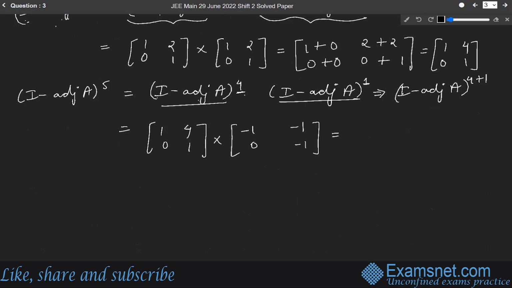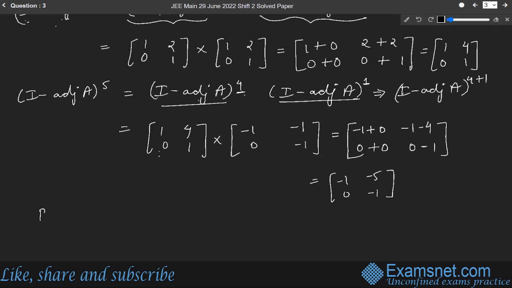Again, now we have to find the product of both these matrices. So multiplying first row with first column, it is 1 into -1, -1, plus 4 into 0 is 0. Then multiplying first row with second column, 1 into -1 is -1, 4 into -1 is -4. Multiplying second row with first column, 0 into -1 is 0, 1 into 0 is 0. Then at last multiplying the second row with second column, 0 into -1 is 0 and 1 into -1 is -1. So it will be -1, -5, 0 and -1. This is the value of I minus adjoint of A to the power 4.